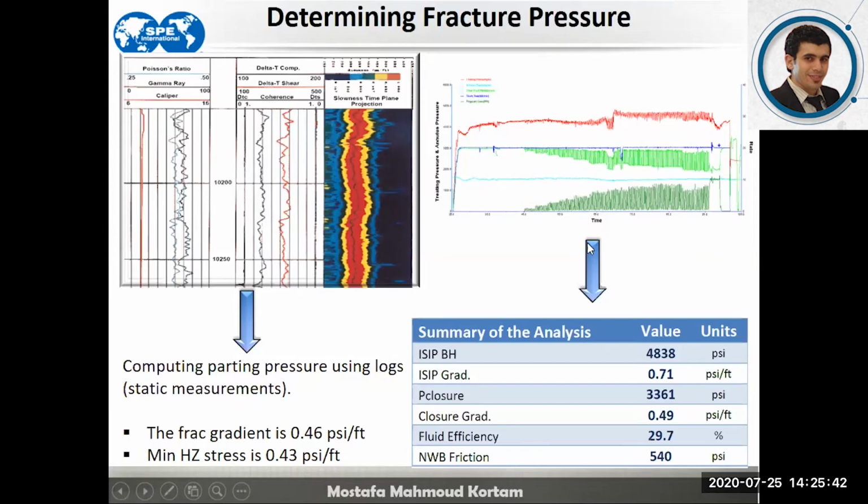And that was also calibrated by a fracture job that was carried out in a nearby producer well in the field. The result of this fracture job has been highlighted in the blue table, where it showed a closure gradient of 0.49. That is a little bit closer to the one that we got from the log analysis method.